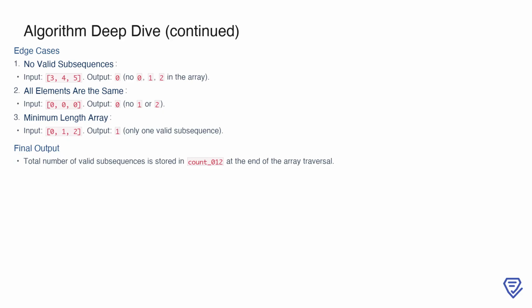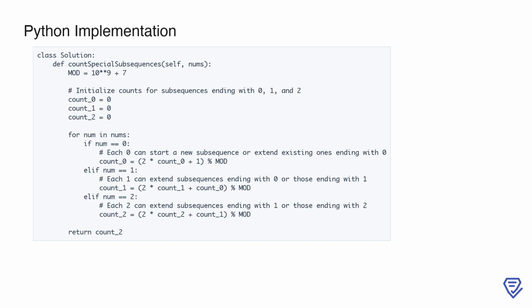At the end of the traversal, the value stored in count_012 represents the total number of valid subsequences, providing the final result. This approach is both efficient and robust, handling all edge cases while maintaining optimal performance. This solution efficiently calculates the number of special subsequences using a dynamic programming approach. We maintain three counters, count_0, count_1, and count_2, which represent the number of valid subsequences ending with 0, 1, and 2, respectively.